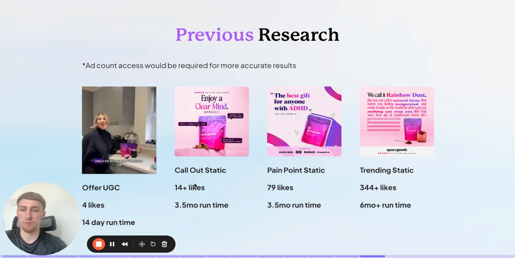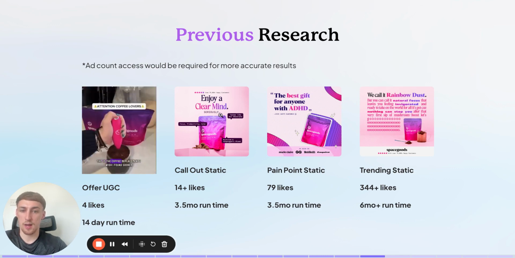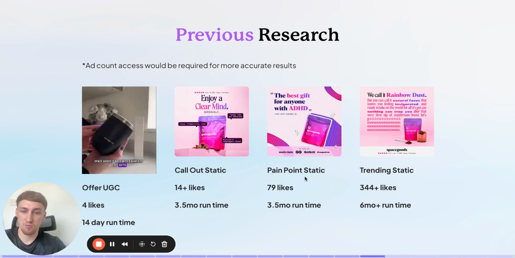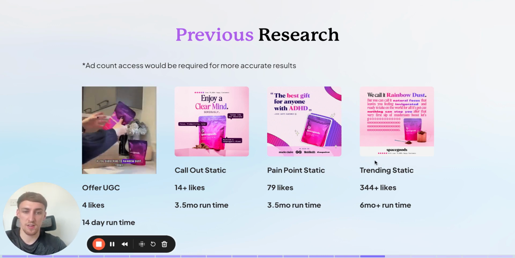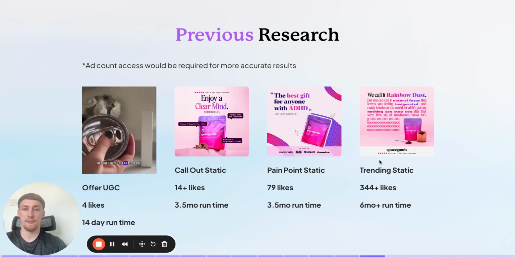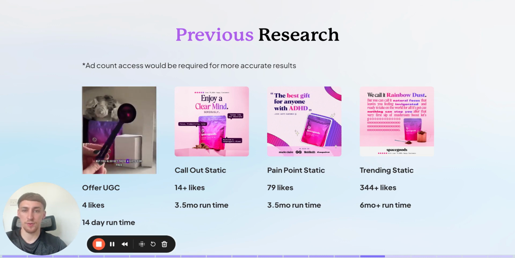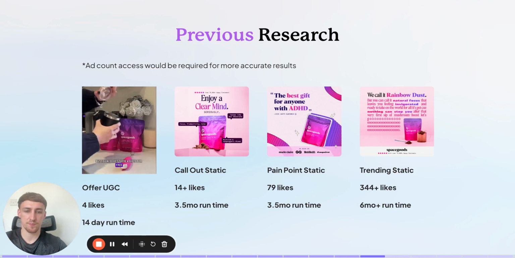Call out static, around for 3.5 months, so our competitor ads reflect this as well. Pain point static, 3.5 months, and this trending static, 6 months. So all of these look like winners, and it kind of reflects what we knew from the competitor ads as well.